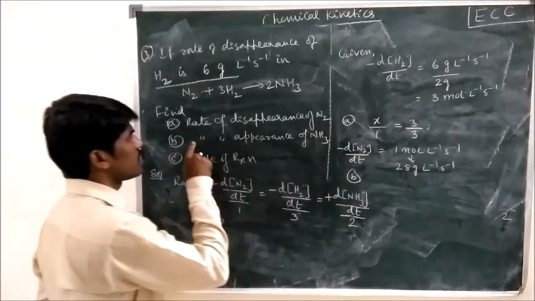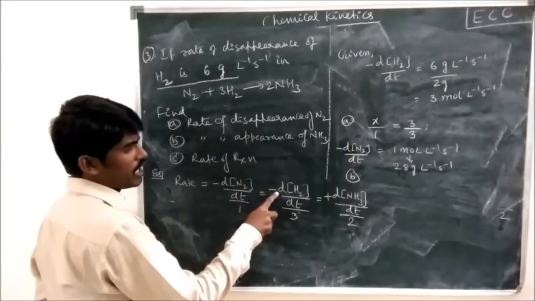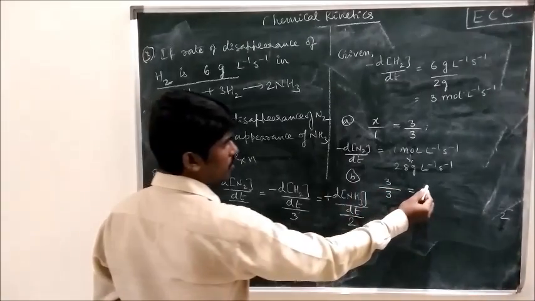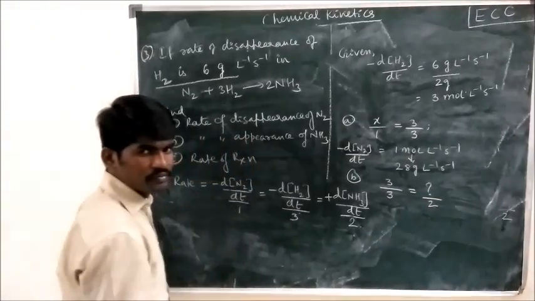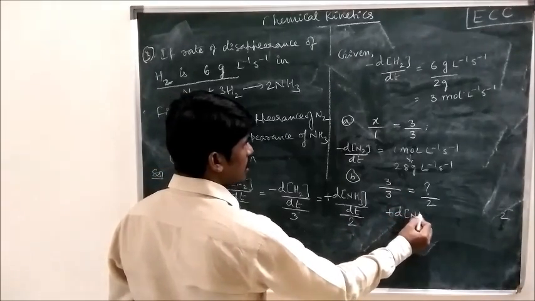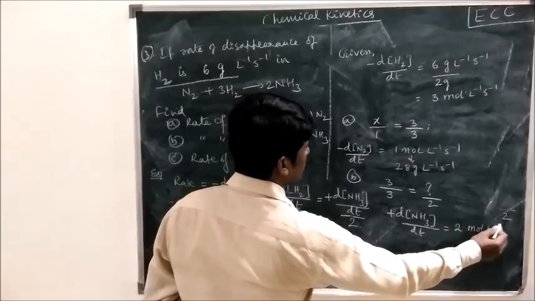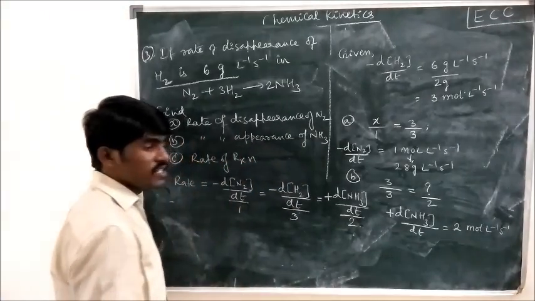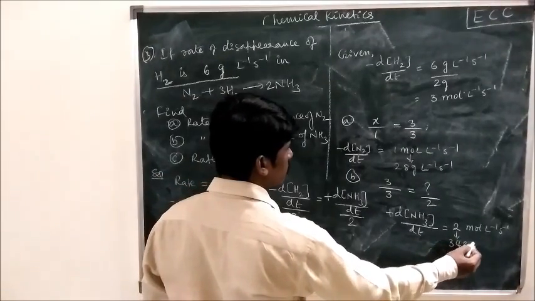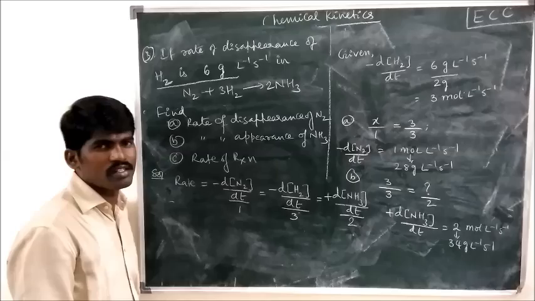Similarly, part B, what is it asking, children? Rate of appearance of ammonia. Rate of appearance of ammonia, what will you take? Minus d[H2]/dt is 3. 3 by 3 is equal to, this you have to calculate, that you don't know, question mark upon 2. So then what will you get? 3 by 3, that is 1, is equal to question mark upon 2. So d[NH3]/dt is equal to 2 mole liter inverse second inverse. If they ask you to express the same value in grams, then what will you do? 2 moles means 34 gram liter inverse second inverse. 1 mole of ammonia is 17 grams, no? 2 moles, 34 grams liter inverse second inverse.